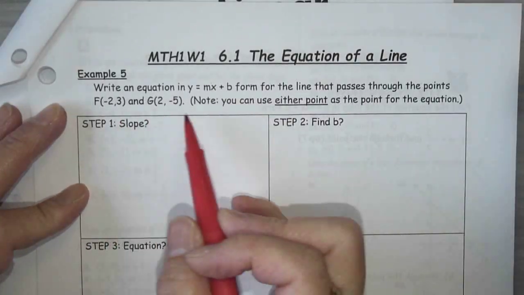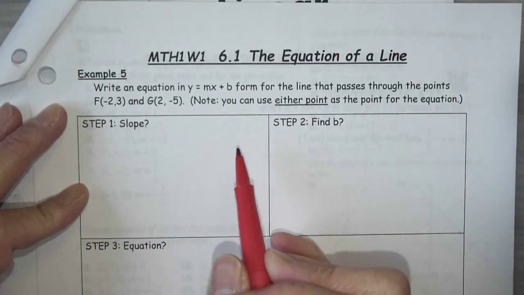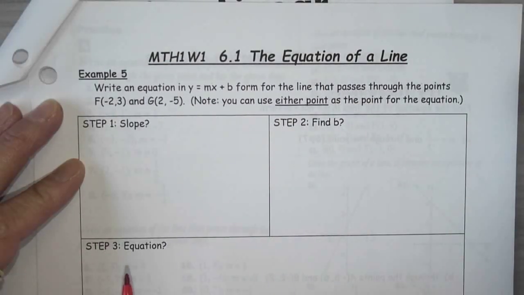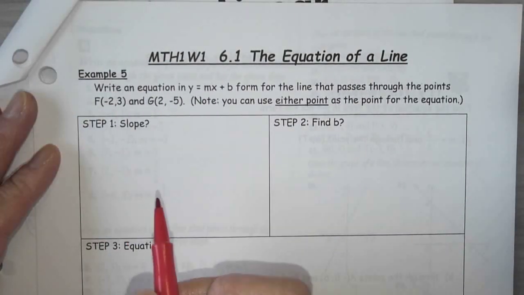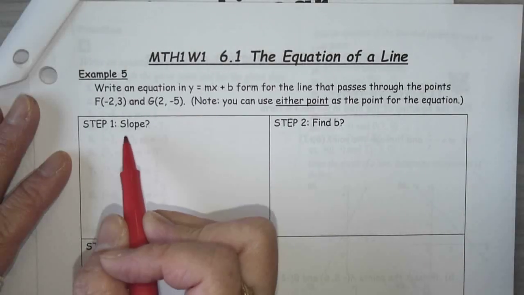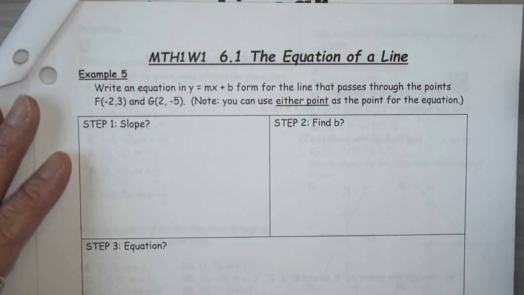Now looking at this, I'll take the note in a minute. Note you can use either point. I'll talk about that in a second. Do you have slope? This is different than the other 2 examples I did in the other video, examples 3 and 4, I believe they were, where I gave you slope. This time I did not give you slope.